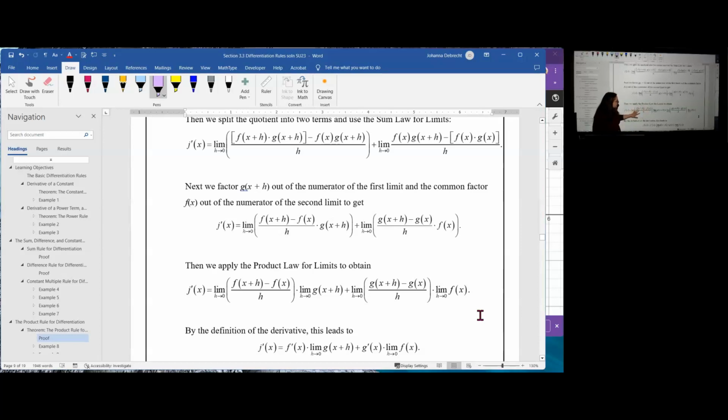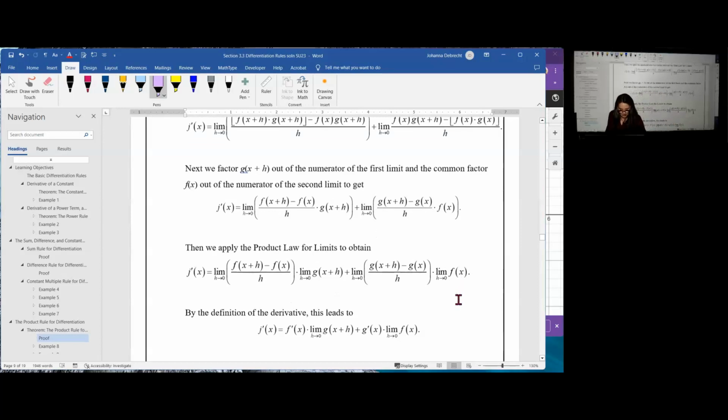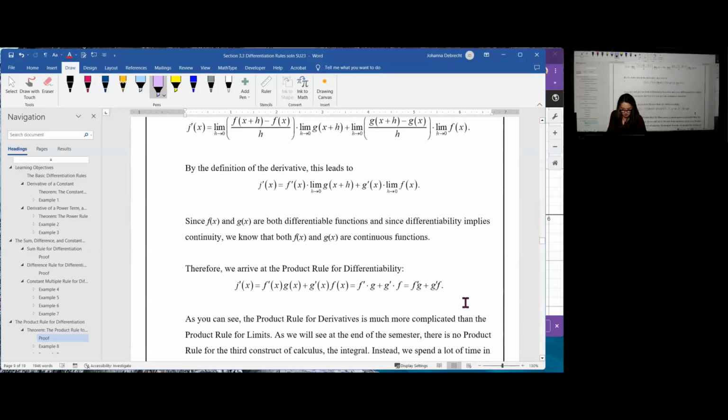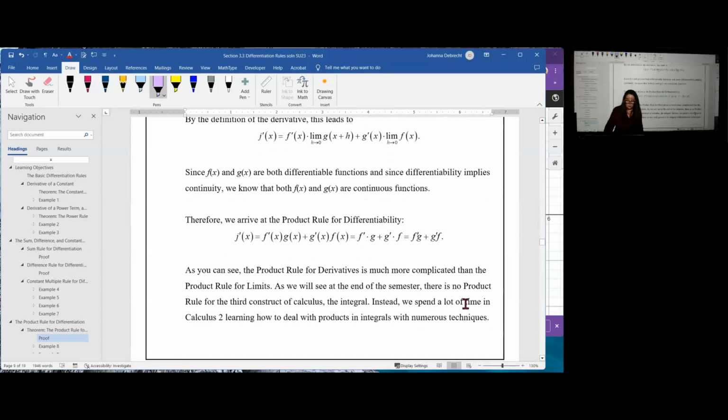Now we have the derivative of f times the limit of g of x plus h as h goes to 0. But that will just be g of x. And we have the derivative of g times the limit of f of x as h goes to 0, which is just f of x. In other words, we've proved the derivative rule for products is f prime g plus g prime f. It needs to just roll off your tongue.